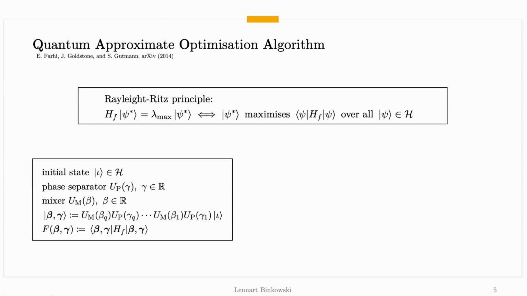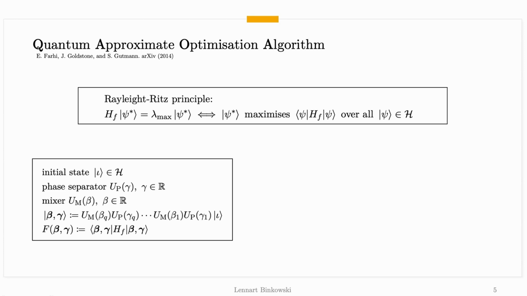The ingredients of the QAOA are some initial state, iota, and then two parameterized quantum circuits, U_P of gamma, that's the phase separator, where gamma is some real parameter, and U_M of beta, again beta being a real parameter, which is called the mixer. And then from these two parameterized quantum circuits, we can build up our parameterized trial states, which we simply name by their label beta gamma. We do that by applying alternatingly these two circuits to the initial state iota.